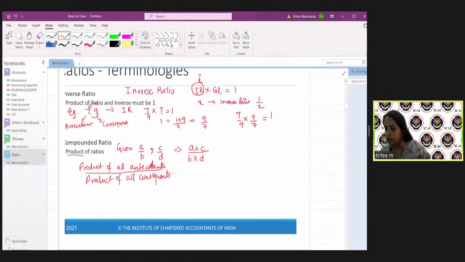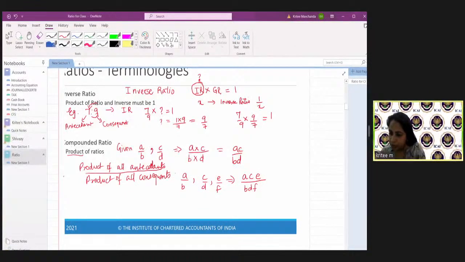So let us use it again. Compounding means combining A by B and C by D, and these are the two different ratios. So for A by B and C by D, AC by BD is the compound ratio. So if my ratios are A by B, C by D, E by F, what will be the compounding? A, C, E by B, D, F.